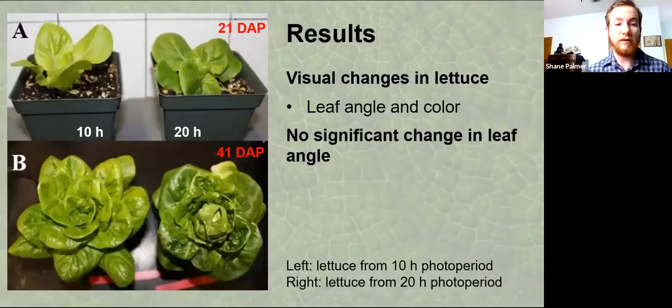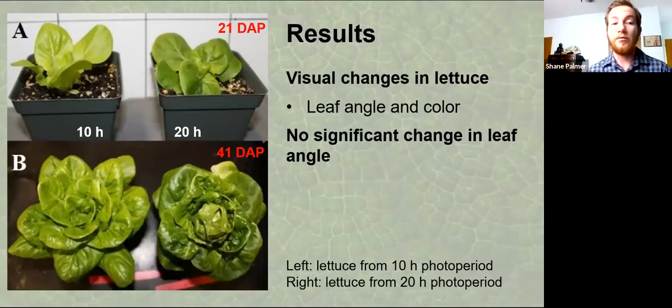This is an example of some notable result, the visual result that we noticed with the lettuce plants. On the far left, you see plants that were grown in the 10-hour photoperiod, so that's the highest light intensity, compared to plants grown in the 20-hour photoperiod with the lowest light intensity. On the top, you have photos taken 21 days after planting, and on the bottom, you have photos taken 41 days after planting.